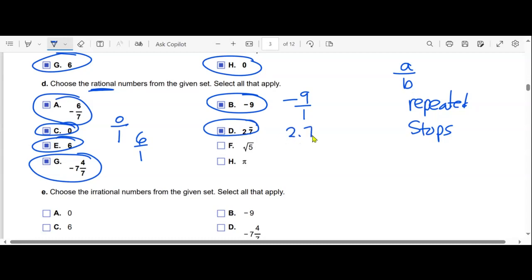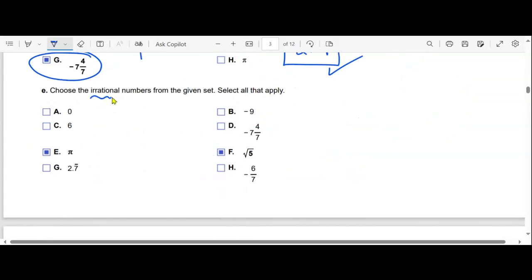Positive 2.77. We said we can put a dash on top of the 7 and that's it. Okay. So is this clear up to here? Yes. Clear. All right. So it's repeated and we can make it stop at 7, right? Yes. Next one, irrational number.